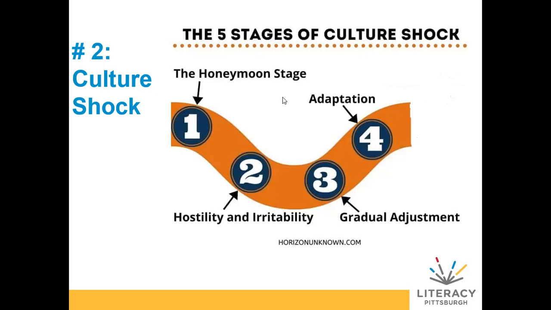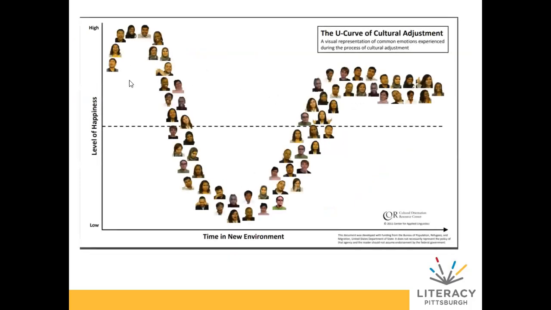And this has actually been adapted for newcomers learning the language. Instead of culture shock, it's called the U curve of cultural adjustment. And the one idea is that this is not necessarily linear. You can be cycling through these various levels at different points. Okay. But one limit to this model is that it was largely based on research of college students and business people who were going abroad.